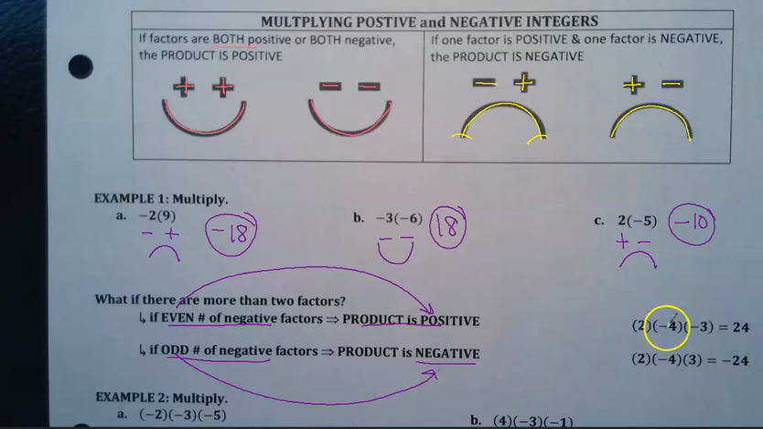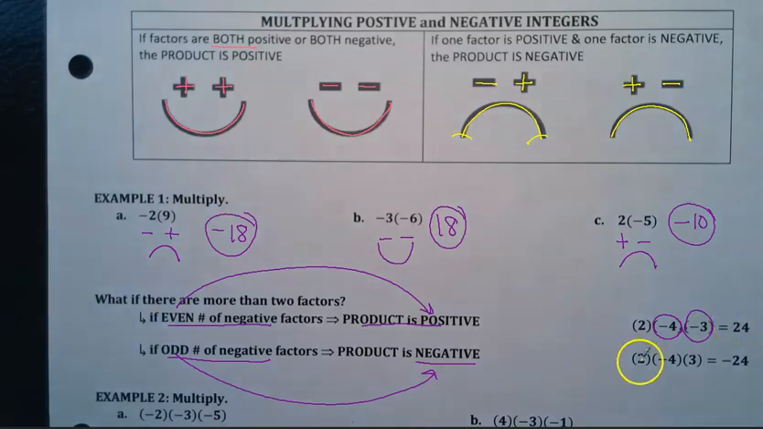So let's look at that. In this first problem, we have 2 times -4 times -3 equals 24, it says. The 4 and the 3 are both negatives. So we have two negatives, which means it's an even number. So our answer is a positive.